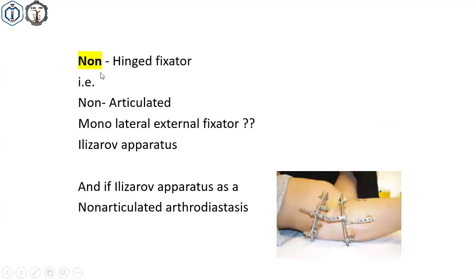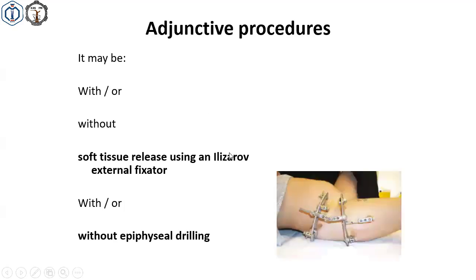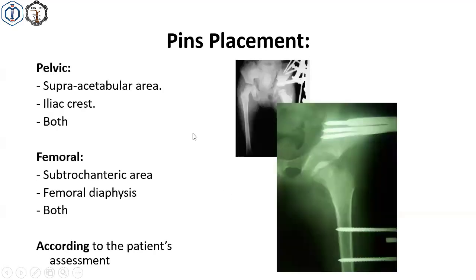Sometimes, in some conditions, we use a non-hinged fixator. We did the non-hinged technique also, either using monolateral or Elizarov. Extension rods have been used by some authors, though I prefer to use and lock the hinge instead of using an extension block or extension rod. Adjunctive procedures such as soft tissue release have been adopted by some authors, and others didn't do it. Epiphyseal drilling has also been adopted by some authors.